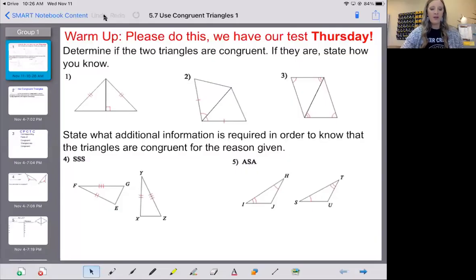We are going to do the last section in chapter 5, which means that your test is coming up soon. So make sure you're checking on Canvas to get the test review and any extra credit that you want to do on there as well.